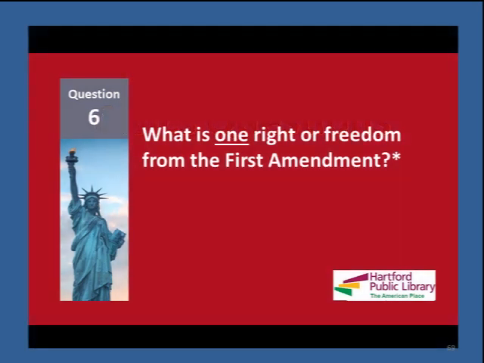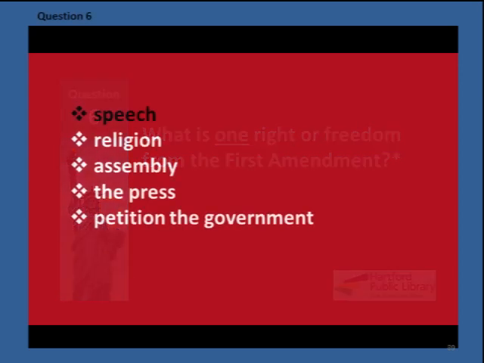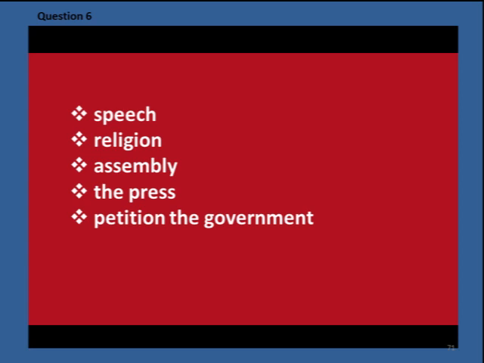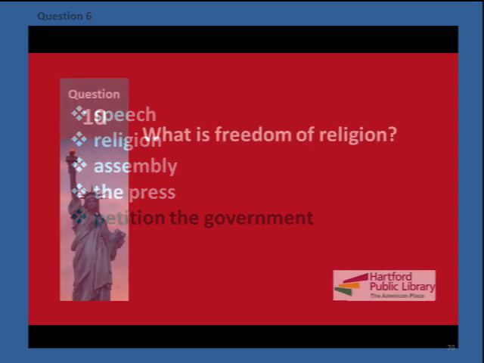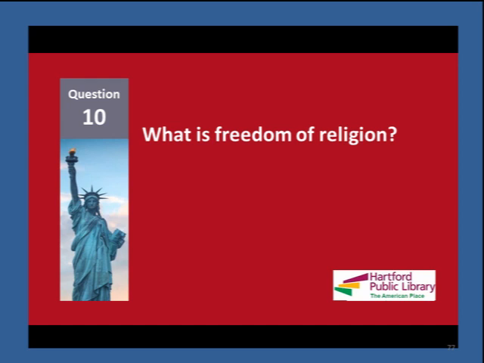Question 6. What is one right or freedom from the First Amendment? Speech. One right or freedom from the First Amendment is freedom of speech. The First Amendment guarantees 5 rights or freedoms: freedom of speech, freedom of religion, freedom of assembly, freedom of the press, and freedom to petition the government. Question 10. What is freedom of religion?